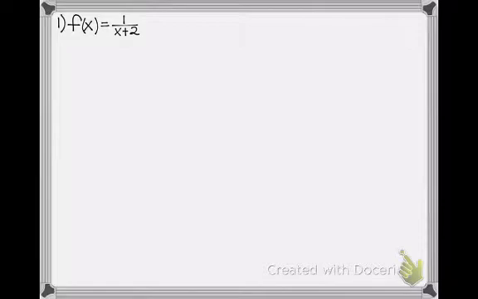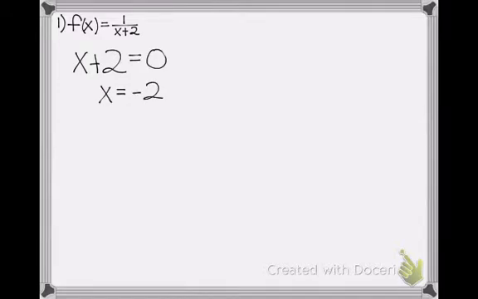Now there are no square roots or 4th roots or anything like that in this example, but there is the possibility of a divide by 0 problem. Here's how you find it. We're going to take the denominator, which in this case is x plus 2, that is the thing that we're dividing by, and we're going to set it equal to 0. Solve the resulting equation. You'll get x equals minus 2.